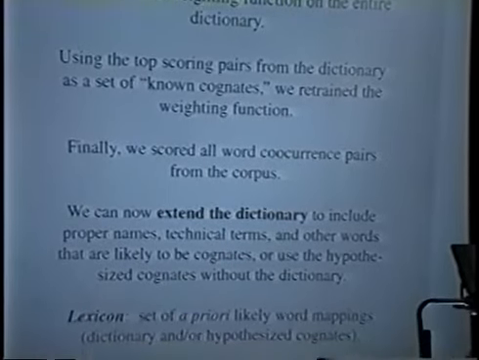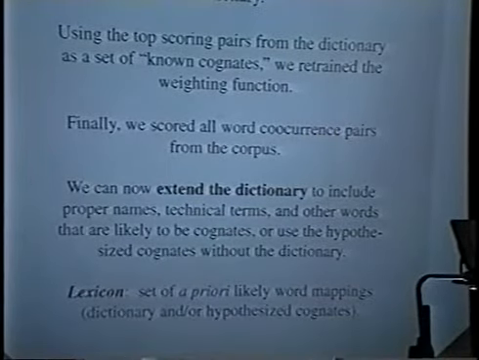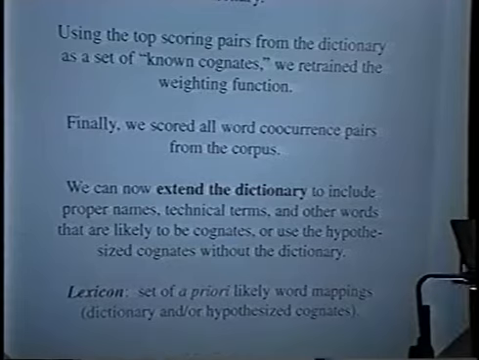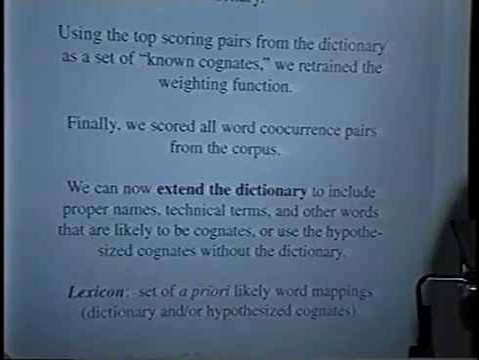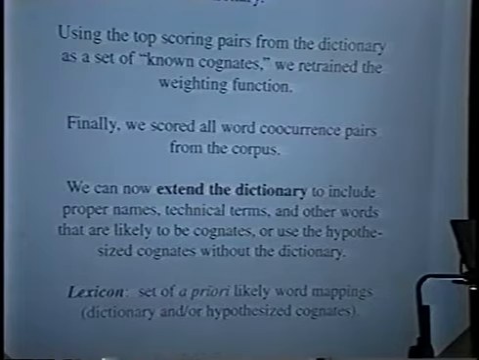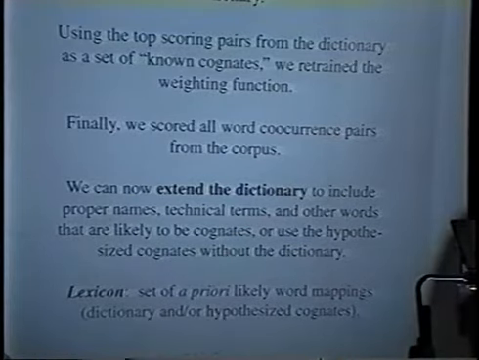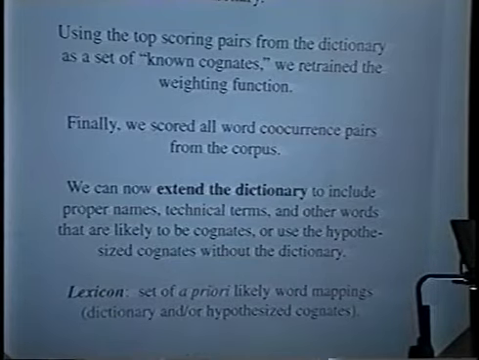So I trained the weighting function on the entire dictionary, and there was a lot of noise, obviously, because everything in the dictionary was not a known cognate. In fact, most things were not. But when I filtered and took the top scoring pairs from the dictionary and pretended that they were known cognates, which is very likely true because they looked very much alike, I retrained the weighting function and then scored all the co-occurrence pairs from the corpus. I should note that there are some restrictions on what can be scored using Tiedemann's methods. You will not score an English word against a Czech word if their length ratio is any more than 7 to 10, and you don't worry about words that are less than 4 characters.